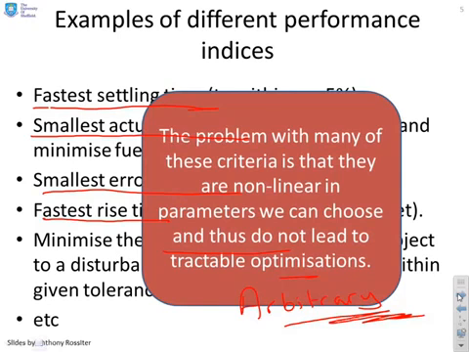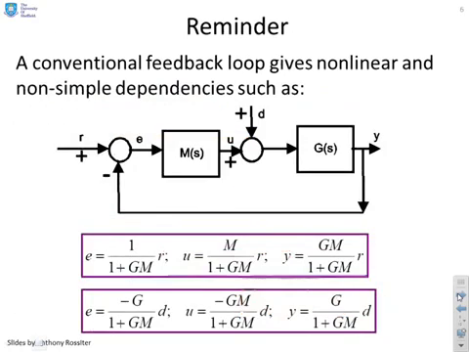And the problem with many of these criteria, and this is really key, is they're actually non-linear in any of the parameters that we can use, and therefore they do not lead to tractable optimizations. So the sort of performance indices that you might like to use are not easy to use, and that's a problem. If you look at your conventional feedback loop, and here's a simple one with an input disturbance model, and I look at the mappings from the target to the input-output and error, or the disturbance to the input-output and error, what you notice is they're all non-linear in the parameters M of the control law.